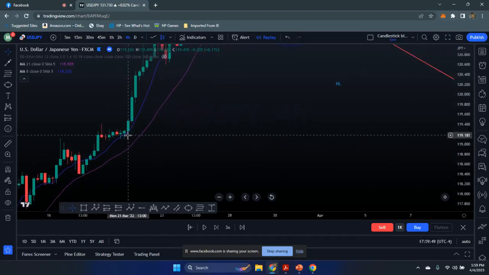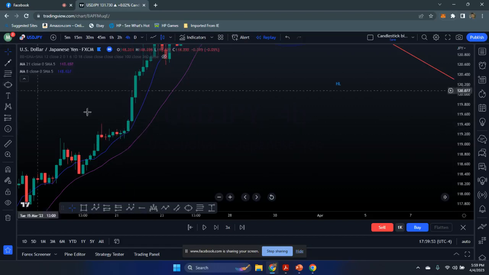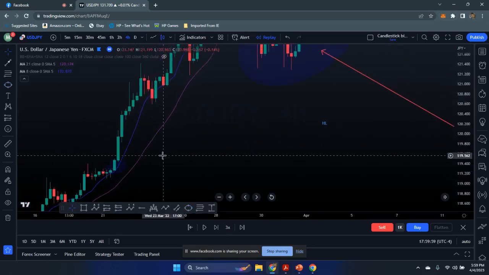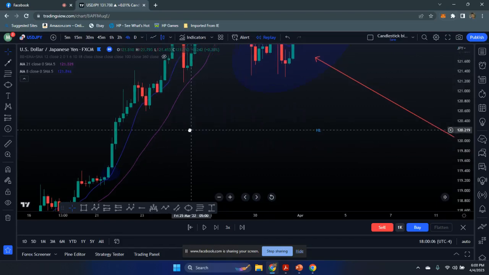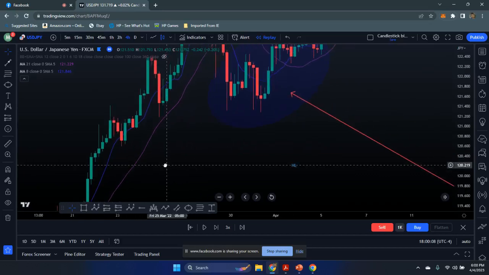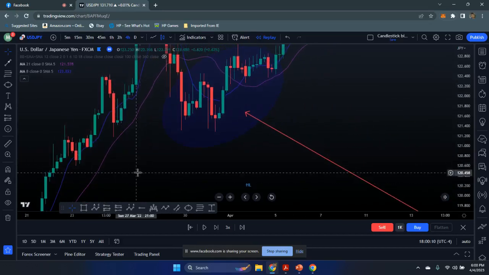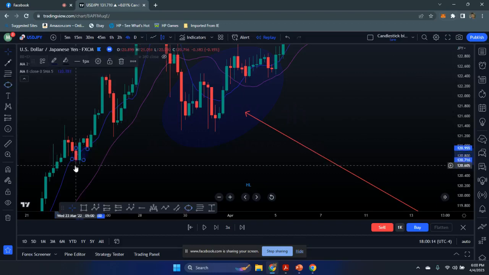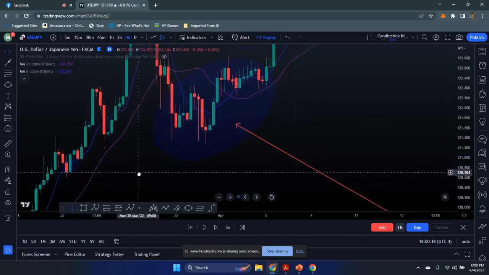This previous candle engulfs this right here. Boom. Okay. We got multiple entries taking place here. The 8 moving average is being touched, and a bullish engulfing is being formed.